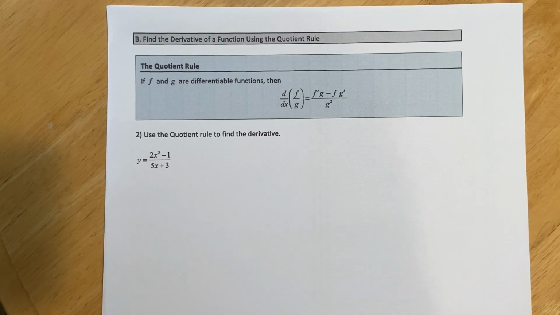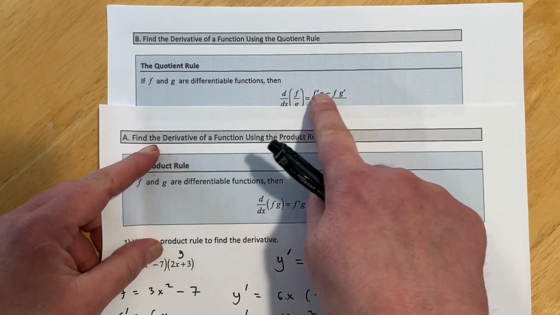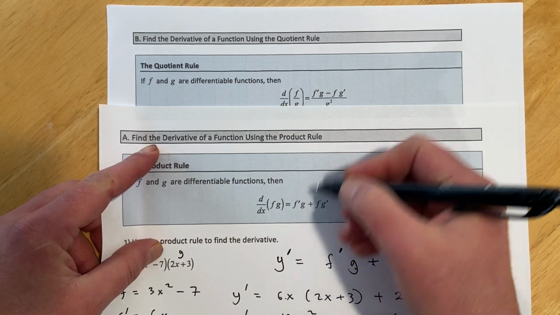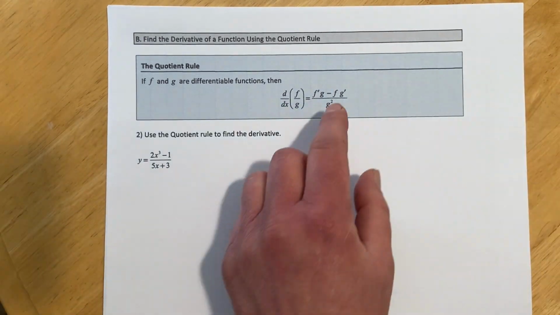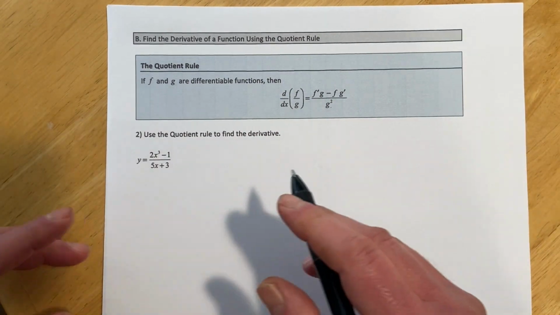Hey everyone, this is Derek, and in this video we're going to look at the quotient rule, and then I'll do some combination problems of quotient and product rule from the last video. So the quotient rule is a lot like the product rule. The numerator is the same, except this one's a plus, that one's a minus, and then it's over the denominator squared. So I'll do the same thing here.